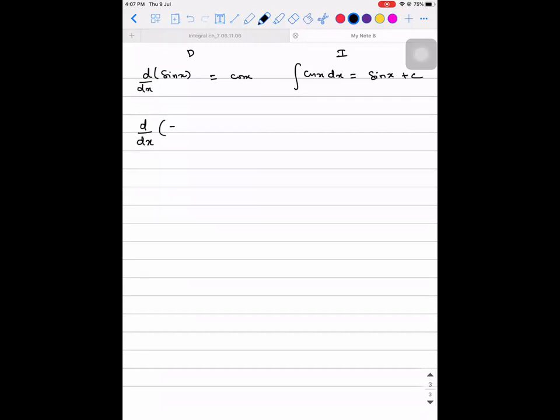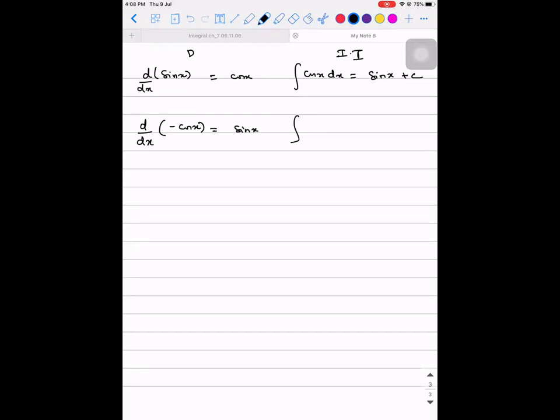Sir, in every integral do we have to put plus c? Indefinite integrals, yes. Definite integrals you need not put it. That also I'll tell you why, but it will take some time. So first, let's look at the formula.